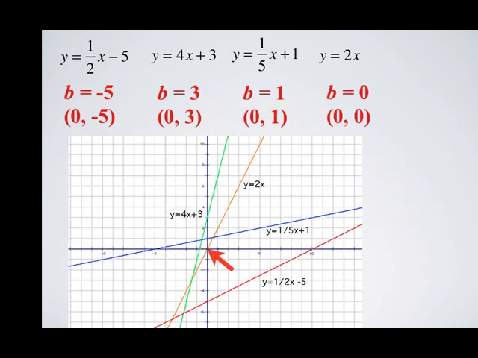Notice that the y-intercepts always have an x value of 0. That's because this is where they cross the y-axis, and the y-axis is defined by the line x equals 0.